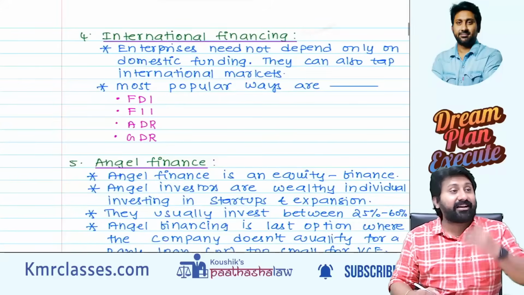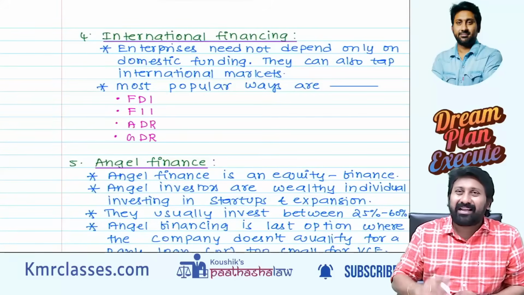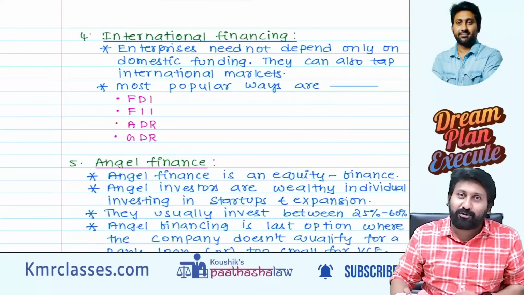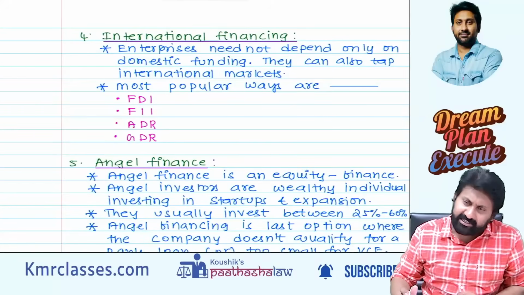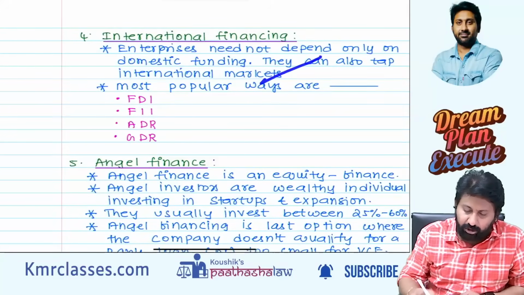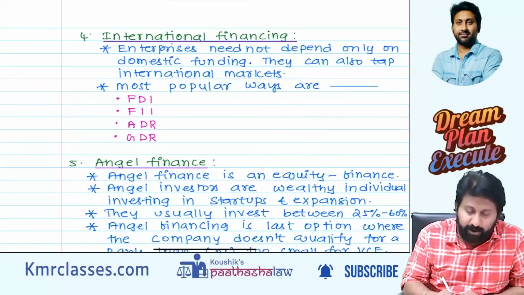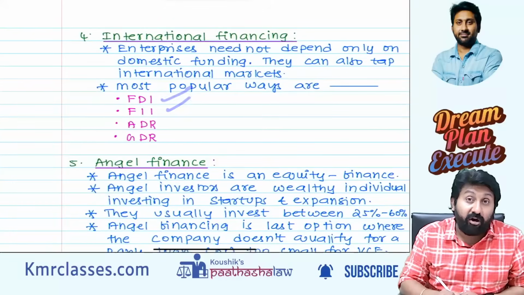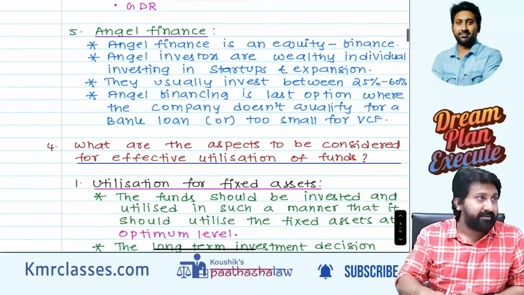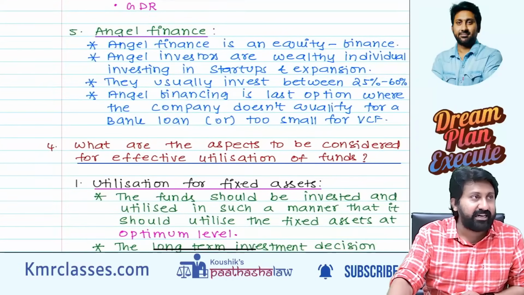Next, international financing. Sir, India is not a platform for me. Okay, I will go directly to the other part of the world and take financing. Yes, you can go. Enterprises need not depend only on domestic funding. They can also go for international markets. Most popular: foreign direct investment, foreign institutional investor, American depository receipts, global depository receipts. Angel financing.